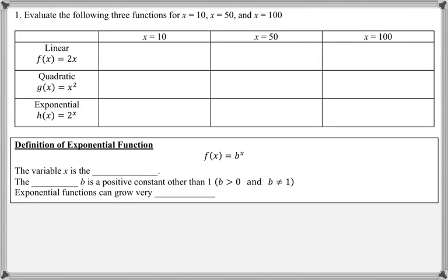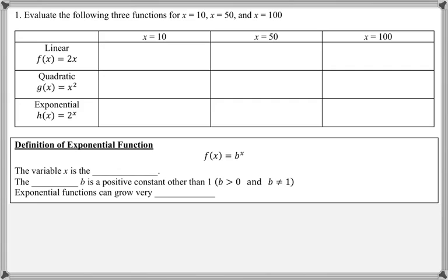Our next section is on exponential functions. And I really want to start out by comparing an exponential function to a quadratic function and a linear function. And we've looked at linear functions and quadratic functions before. So I just want to start by plugging in some numbers.